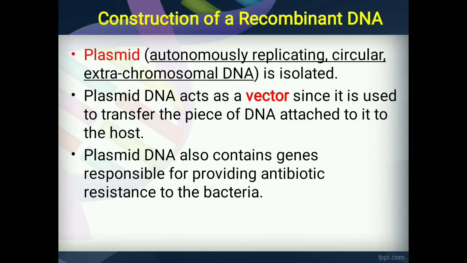Construction of a recombinant DNA: a plasmid, an autonomously replicating circular extrachromosomal DNA, is isolated. Plasmid DNA acts as a vector since it is used to transfer the piece of DNA attached to it to the host. Plasmid DNA also contains genes responsible for providing antibiotic resistance to the bacteria. So, vectors are DNA molecules used to transfer genetic material into another cell.